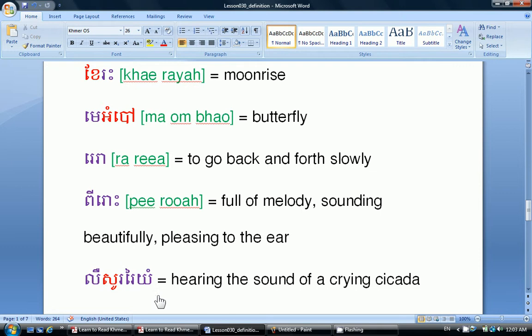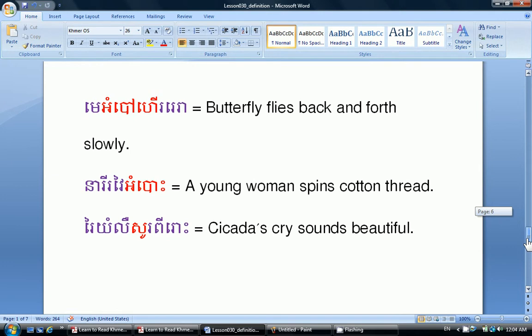Luso reyum means hearing the sound of a crying cicada. Meambau hareria means butterfly flies back and forth slowly. Neri rovei amba means a young woman spins cotton thread. Rei yum luso piro means cicada's cry sounds beautiful.